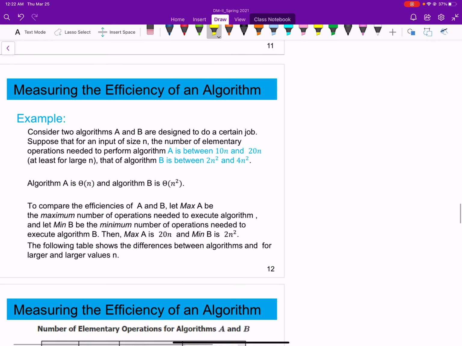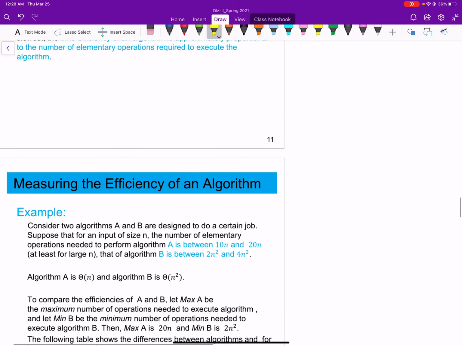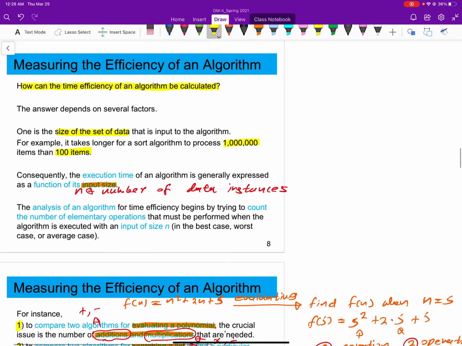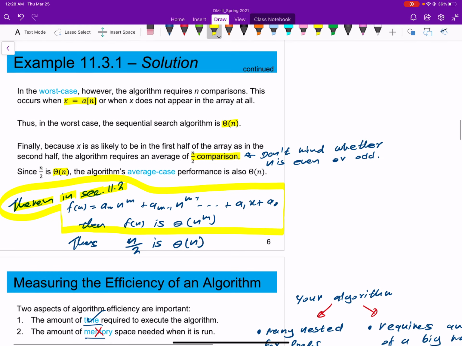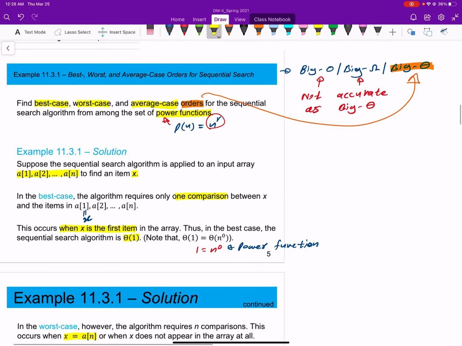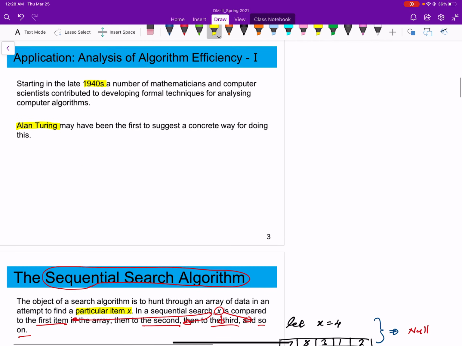And here we have an example. In this example, we have to consider two algorithms A and B that we discussed earlier. Just go back. So we discussed two algorithms A and B somewhere at the beginning.